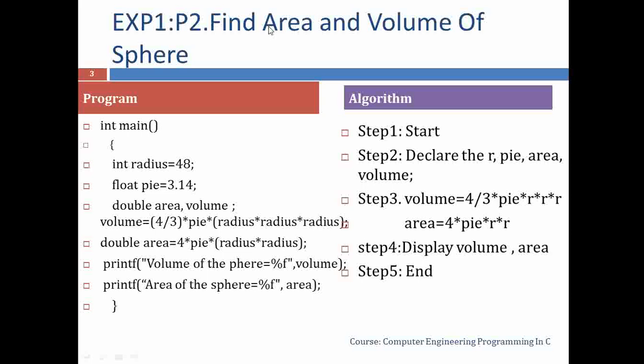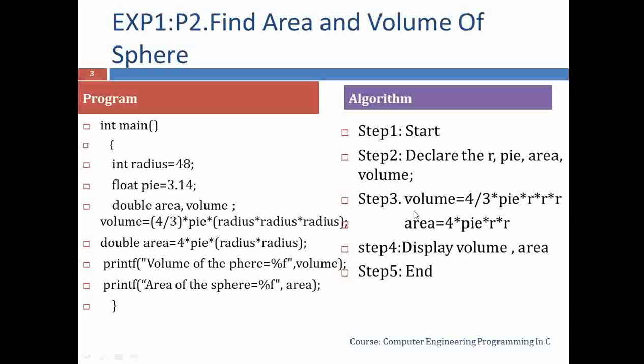In this algorithm or program we require two variables, that is area and volume. The first step is start, the second step is to declare the variables, input variables as well as output variables. So for a sphere we require the radius, then pi, then the output variables. We require two output variables, area and volume, so we declare volume and area here.